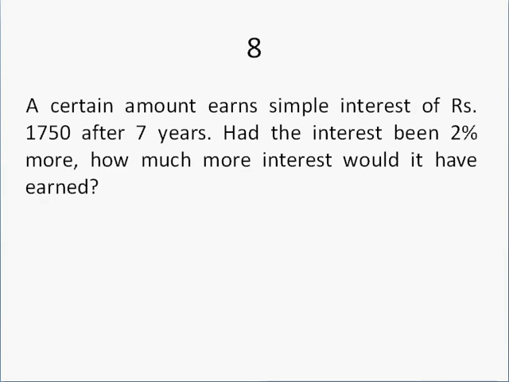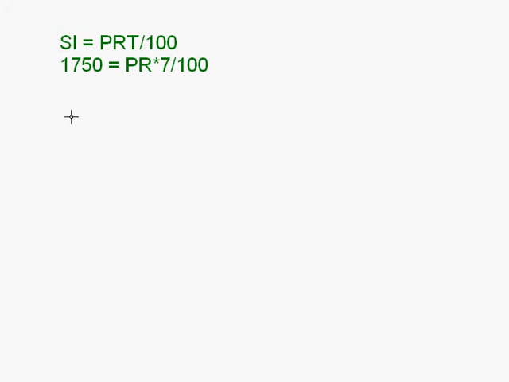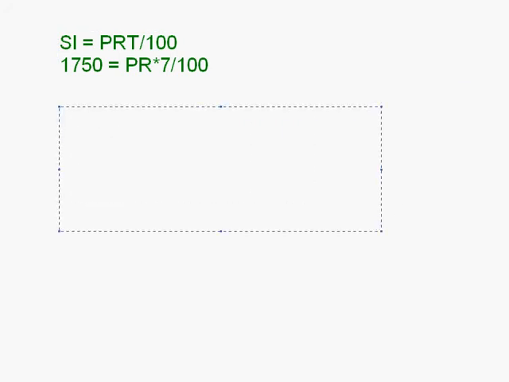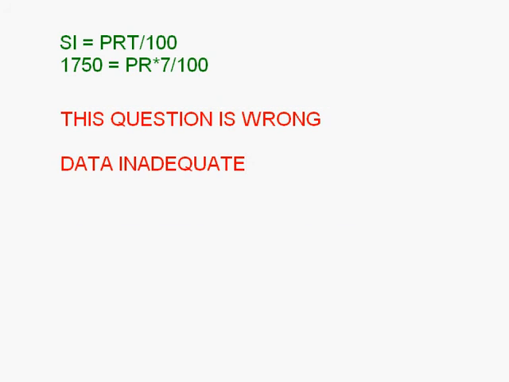We need to find out how much more interest is to be found here. Alright, so we do not know the principal, we don't know the rate, we know only the time period. Time period is given to be 7 years. So this question is the easiest one. Why? Because we cannot solve this question. We need to know at least P here. Since P is not given here, this question is wrong, or data inadequate. Since data is inadequate, this question cannot be done.